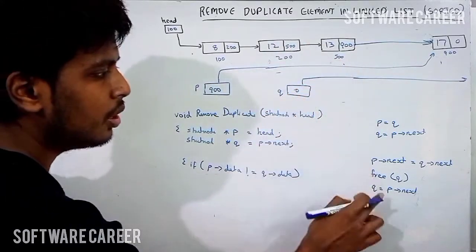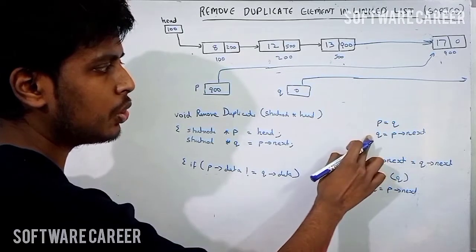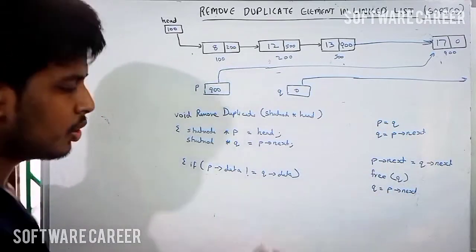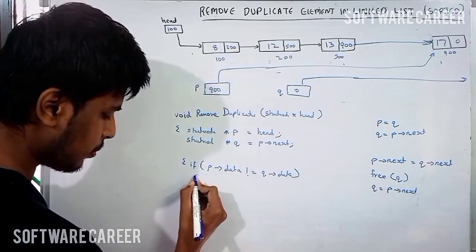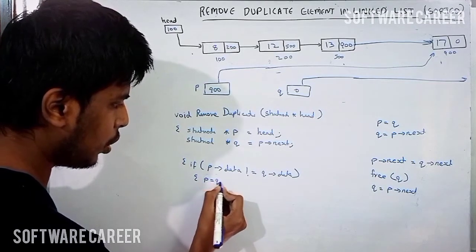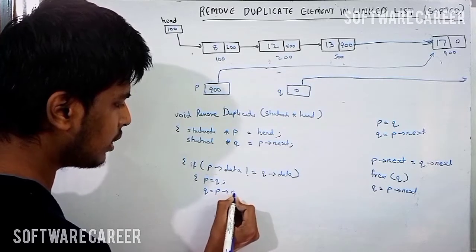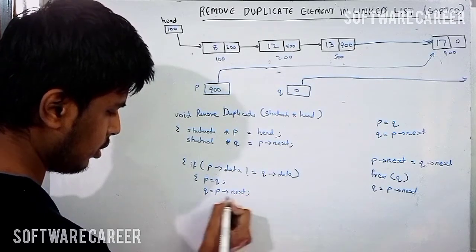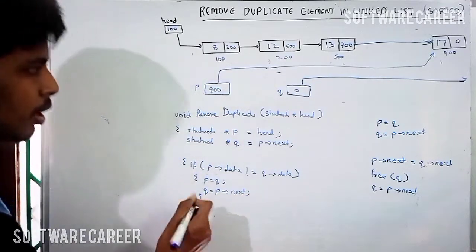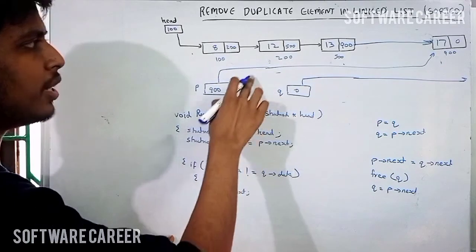So how did I do it? I have written P equals to Q, then Q equals to P next. So I am writing that. See here. P equals to Q, Q equals to P next. Now again I should go back and see.